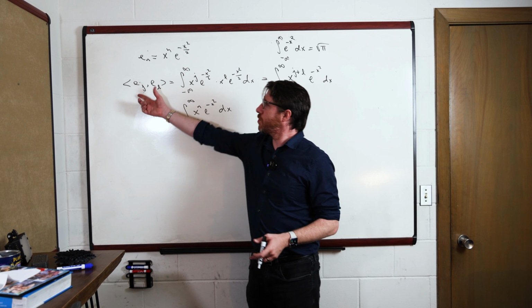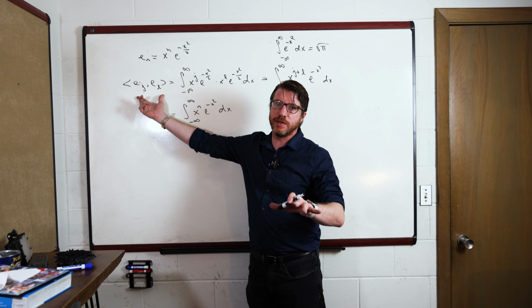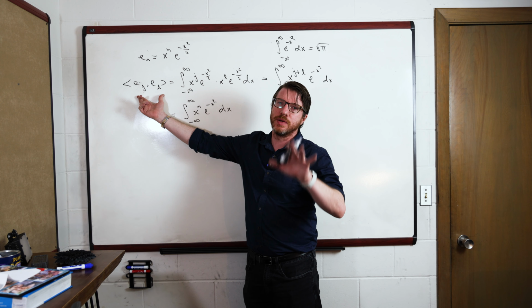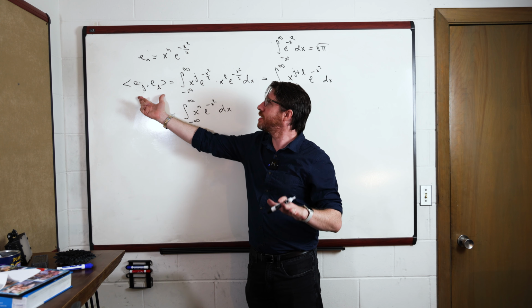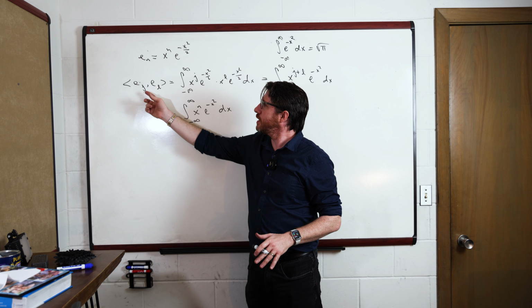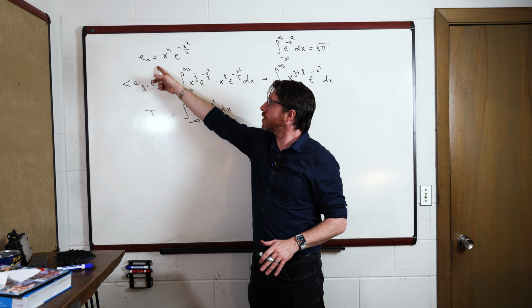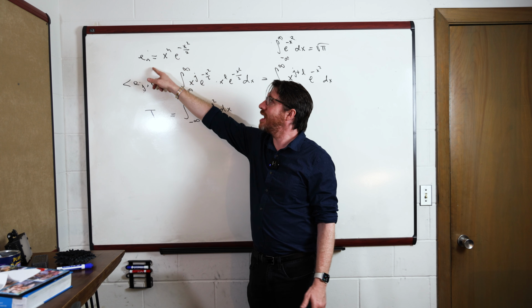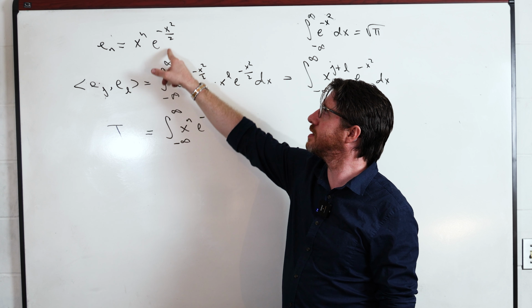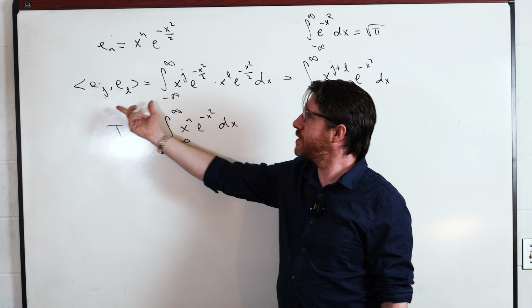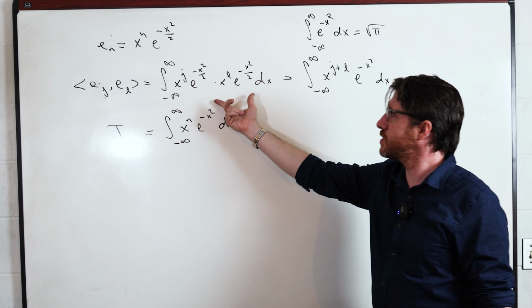We want to figure out the inner product between E_j and E_l, and once we figure this out, we can finally wrap up our Gram-Schmidt algorithm and code it up, and everything will be fine. And so E_j and E_l, well, these are basis elements where we have, say, E_n is equal to x to the n times e to the minus x squared over 2. If we take the inner product in L2, then this is what it gives us.